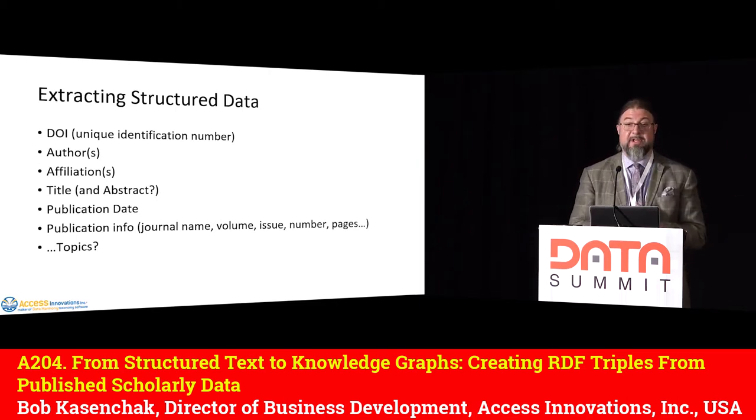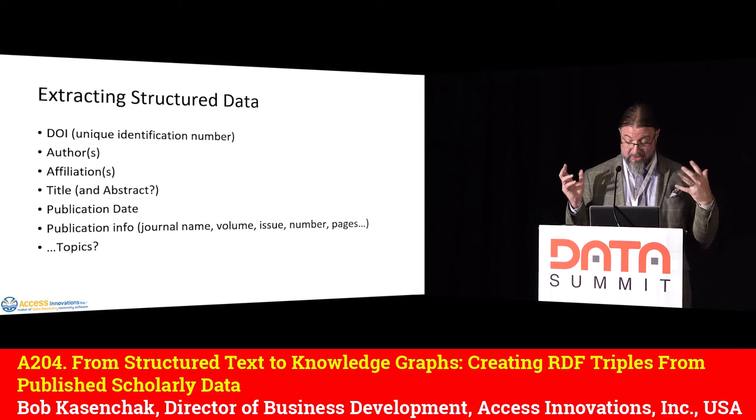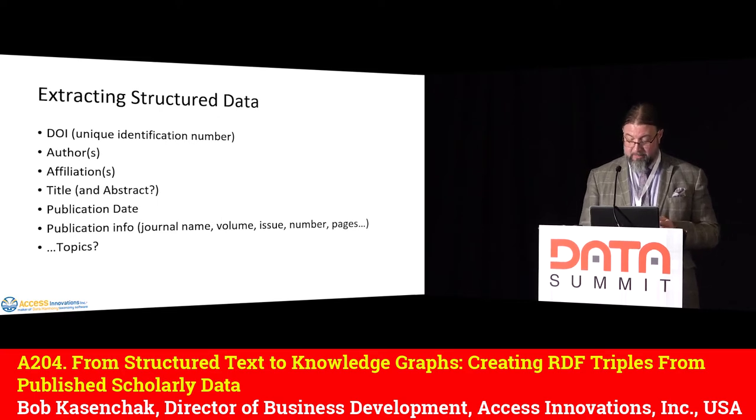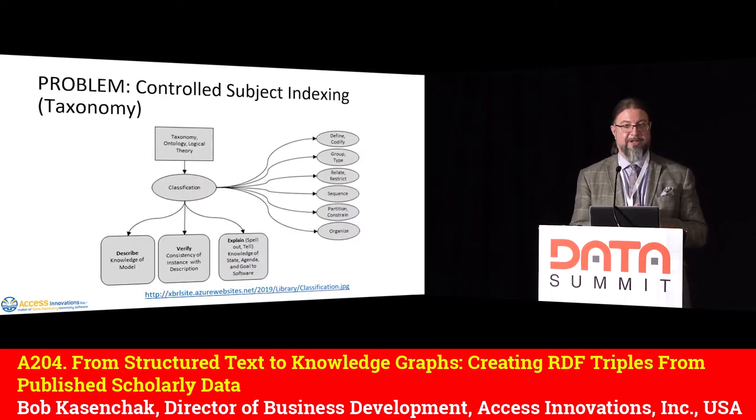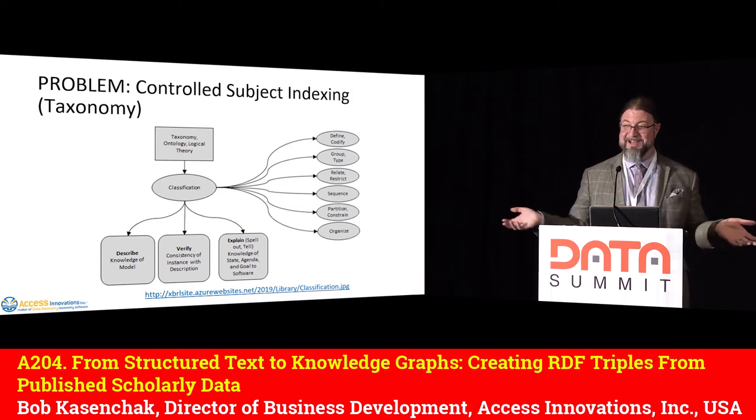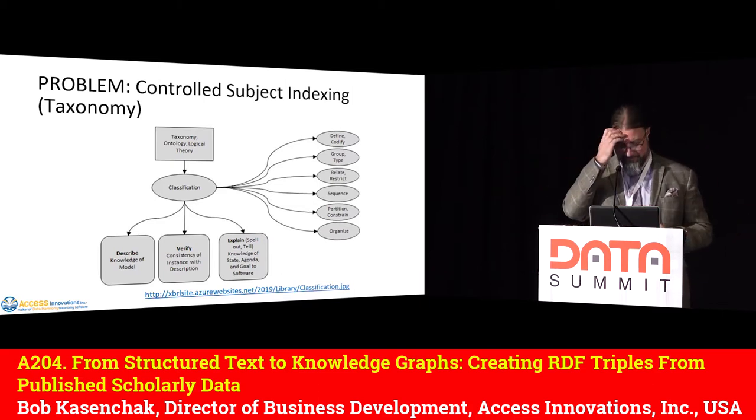It's also extremely helpful to have some kind of topical indexing categorization. Tags, call them what you want. We call them taxonomy. This information may or may not be included in the source data that you're extracting the information from, and even if it is, it might not be reliable. Which brings me to my first digression, which is about controlled subject indexing. Tagging, semantic enrichment, taxonomy. Now, I'm a taxonomist, so I can speak at length about this topic, but I won't. I'll keep it brief for now.